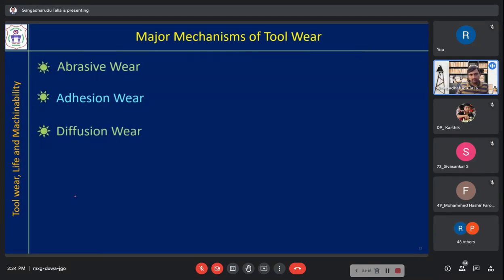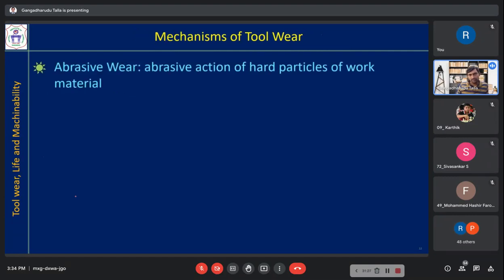Now, diffusion wear and fatigue wear. These are the main mechanisms of tool wear. Now, let us see one by one. First is abrasive wear. So, here, abrasive action of hard particles of work material.